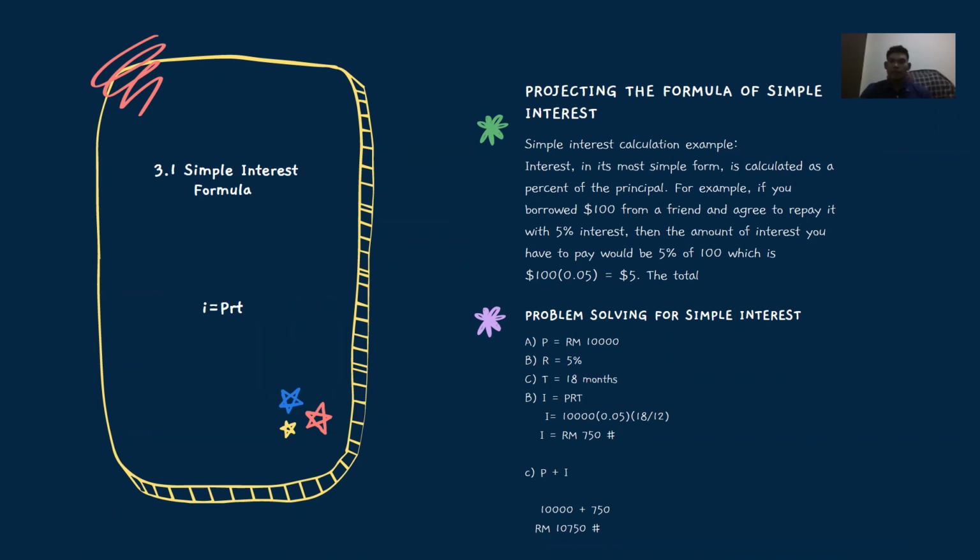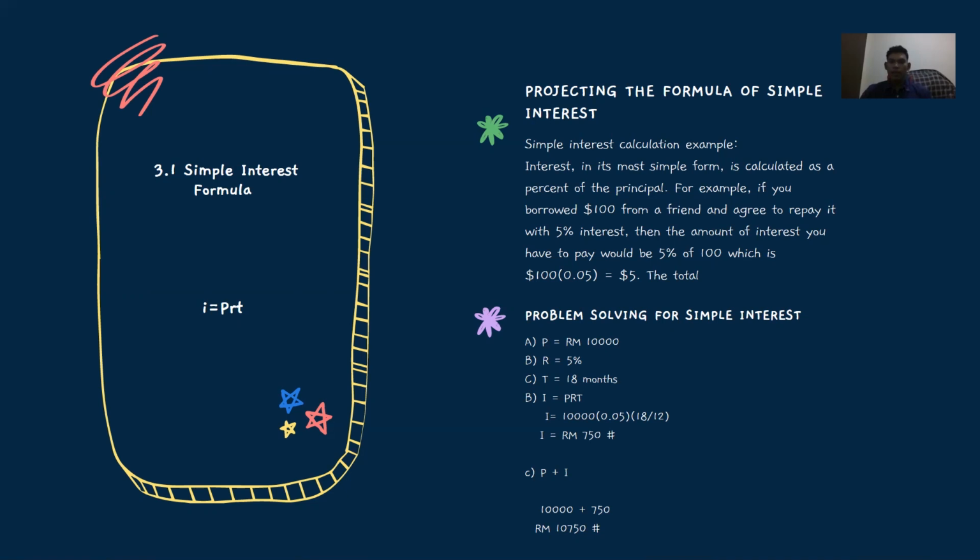Simple interest calculation example. Interest in its simplest form is calculated as a percent of the principal. For example, if you borrow 100 from a friend and agree to repay it with 5% interest, then the amount of interest you have to pay will be 5 ringgit. So the total interest is 5 ringgit you must pay to your friend. So next, problem solving for simple interest.